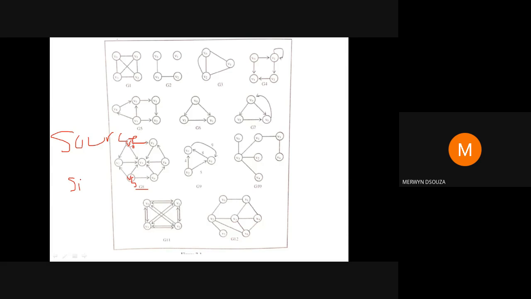Next one is sink. A sink has no outgoing edges but has incoming edges. For example, in this diagram here, this V3 has only incoming edges, no outgoing edges. So therefore V3 is an example of a sink.